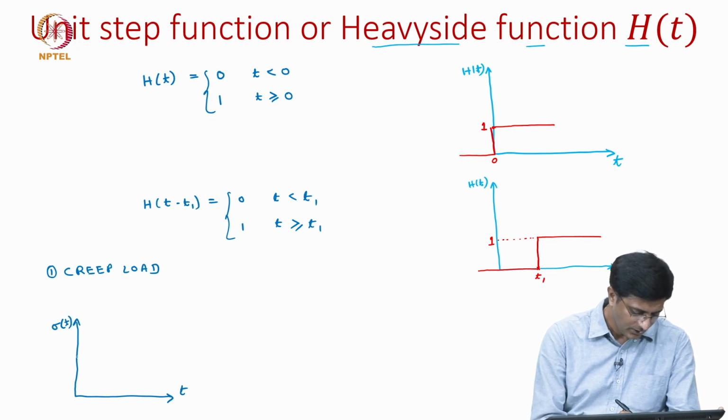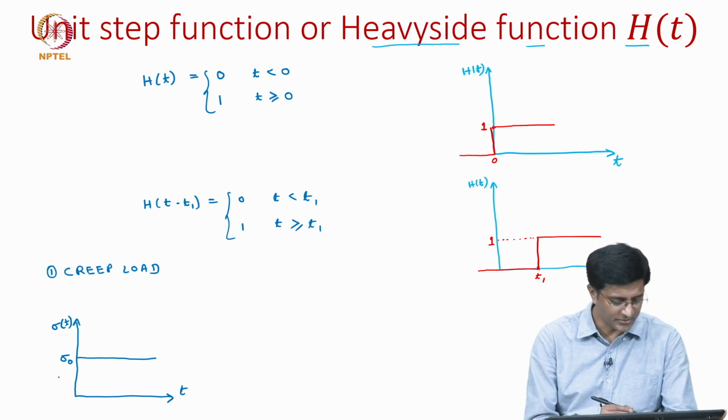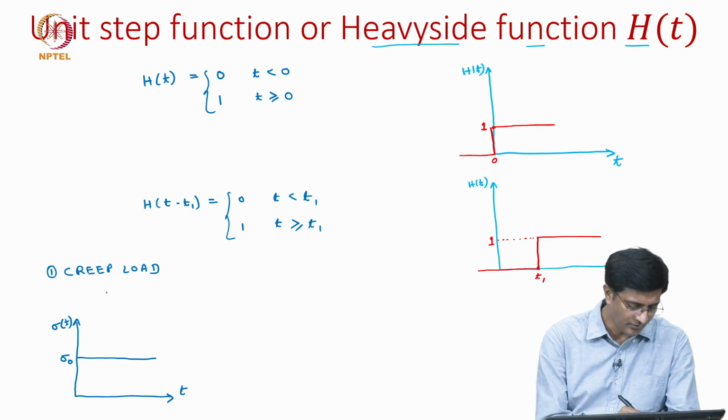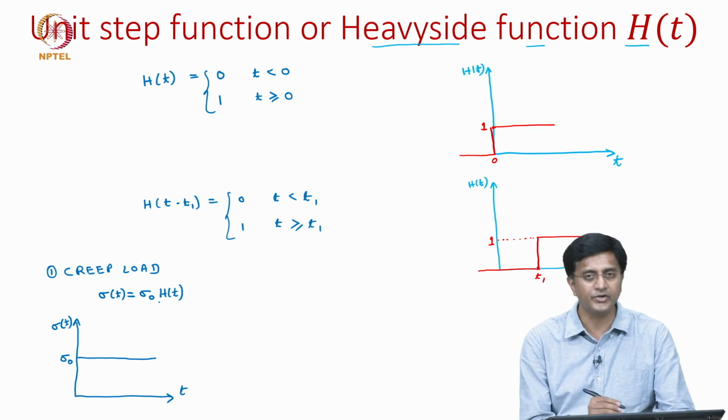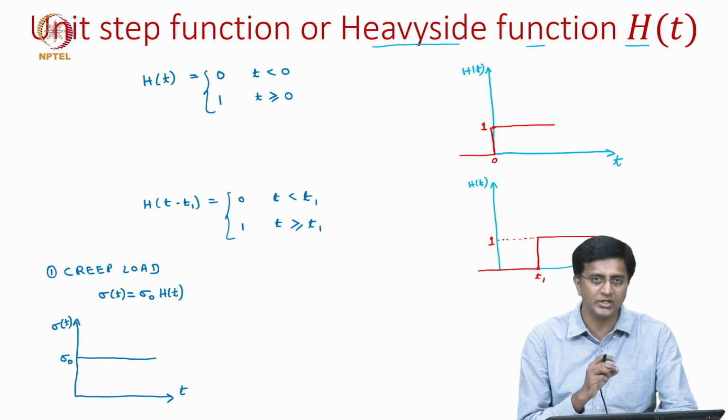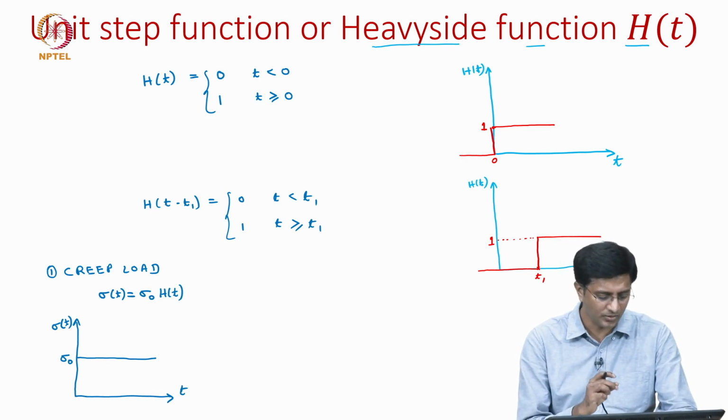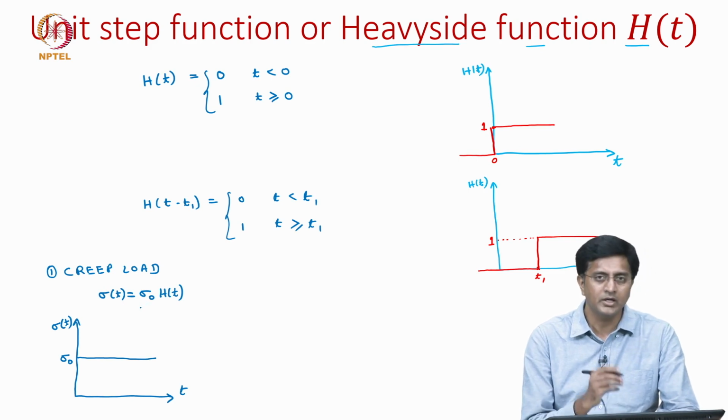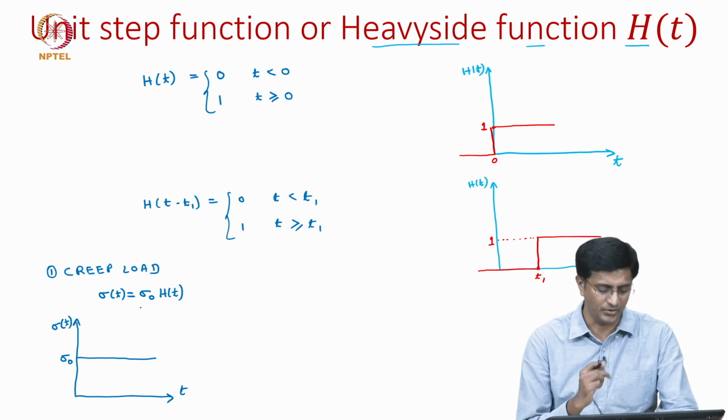So, we say the loading is constant. At time t equal to 0, we have this load applied, which is sigma naught. So, how can we represent this? Using the Heaviside function, we can now say the stress applied, sigma of t, is sigma naught times H of t. H of t, the Heaviside function, takes care of the discontinuity at time t equal to 0, and sigma naught takes care of the amplitude of this loading.